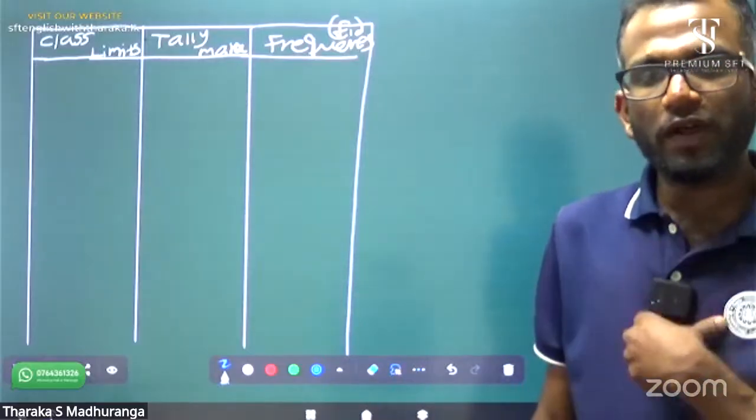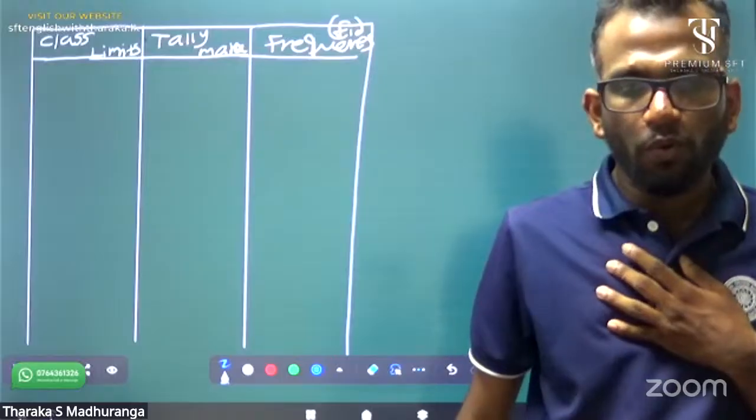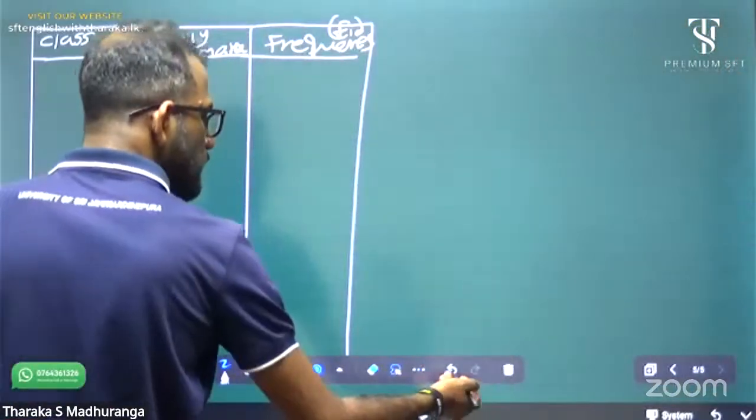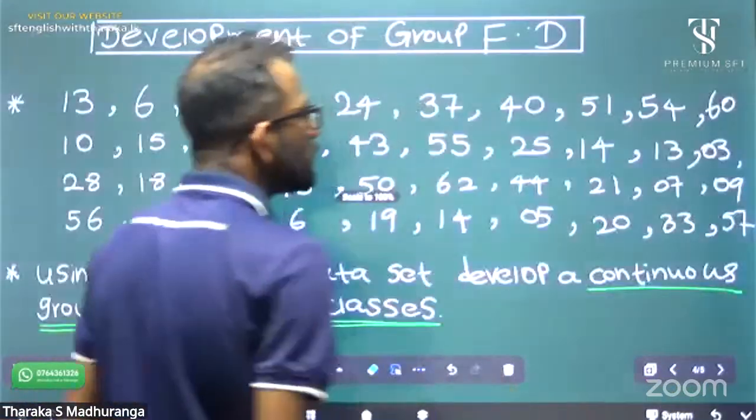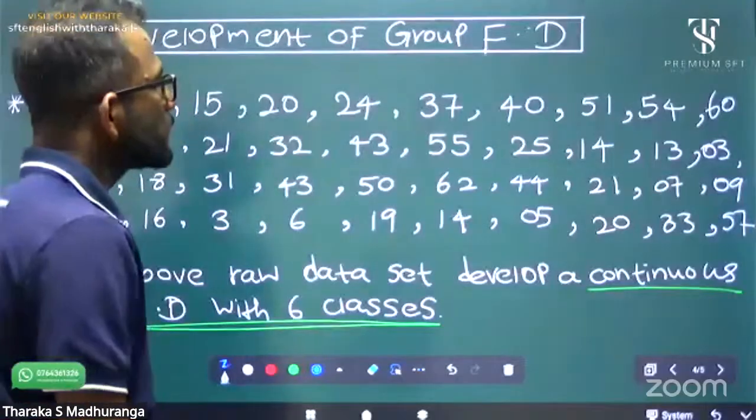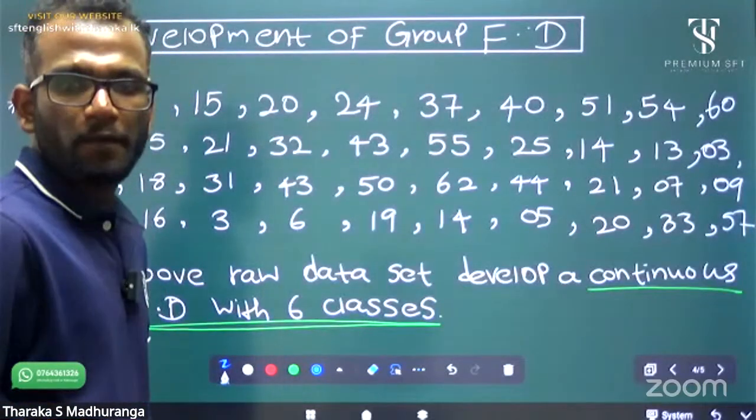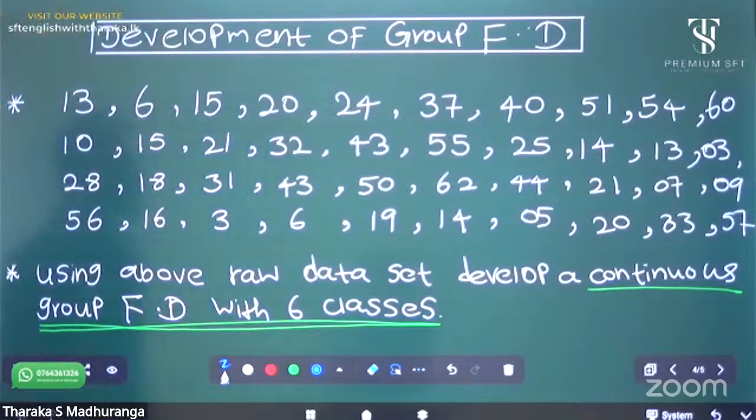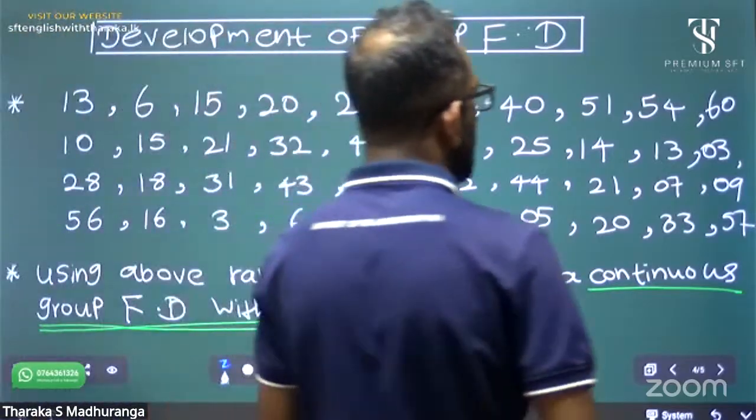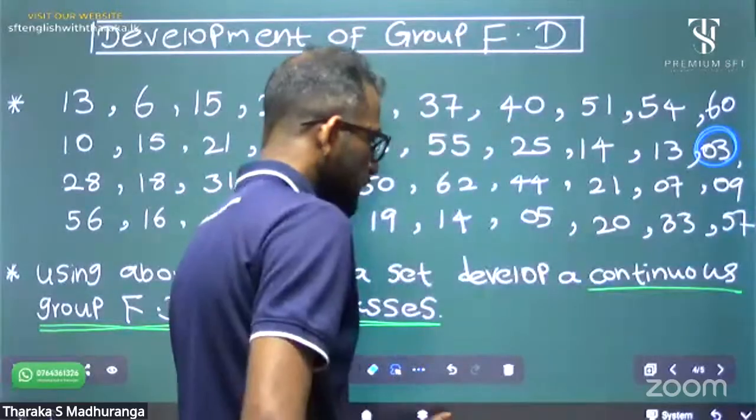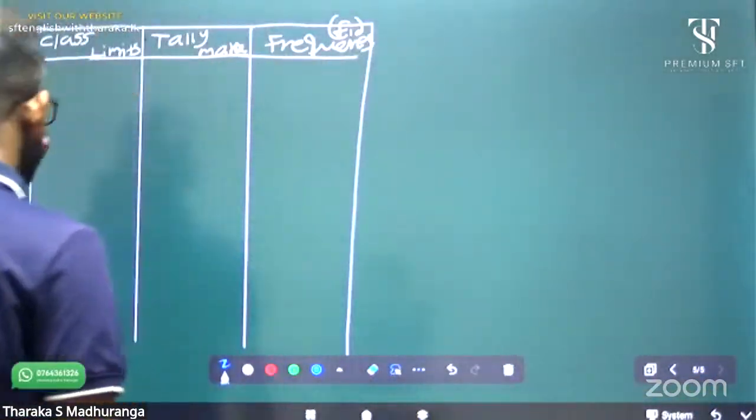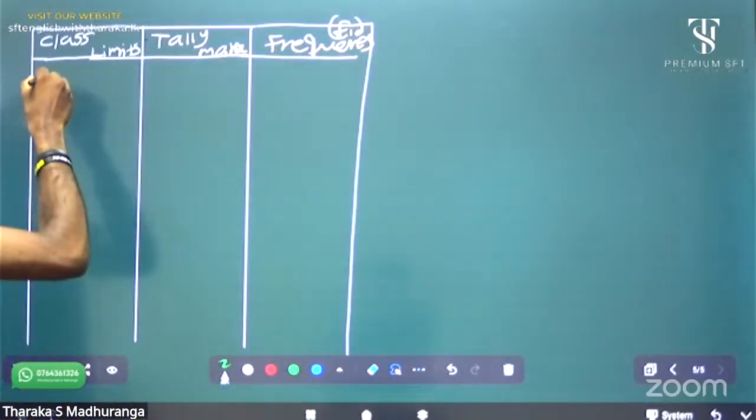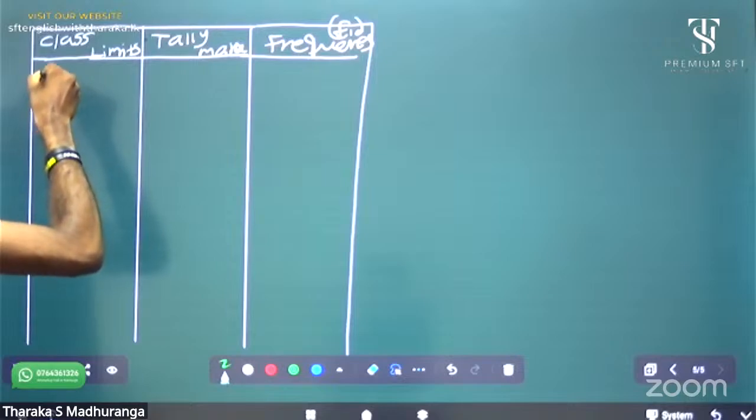First of all, what is my requirement? I need to know where it starts. What is the minimum value of this distribution? Three, very good. 3 is the minimum value. Then my group frequency distribution is starting from 3.